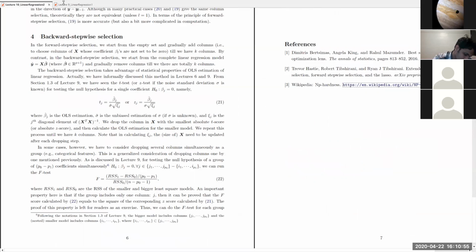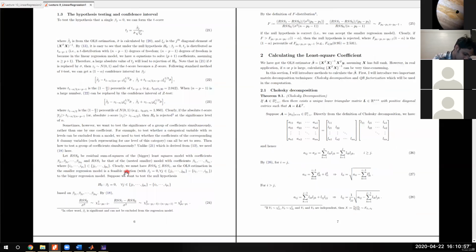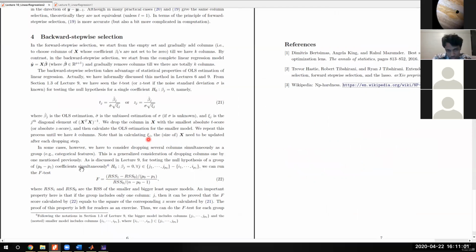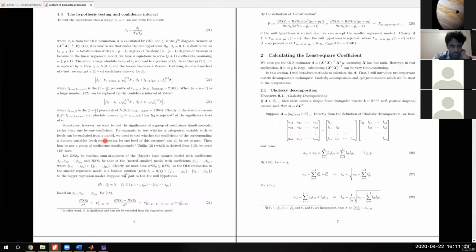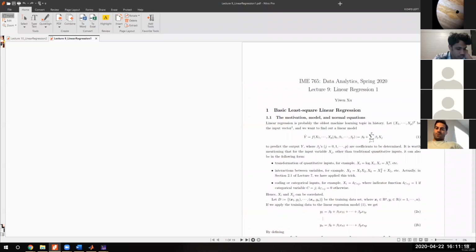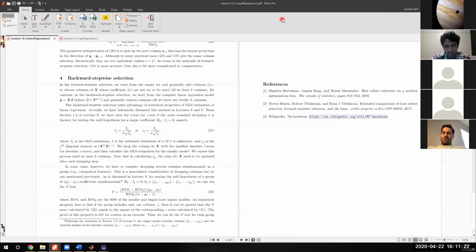So in this case, as we mentioned in lecture 9, we're going to do the F test, and the details are here. You can just review it. And the setting of the regression here is that first, you want to show one very important property. Oh no, it's in lecture 10, not lecture 9. Let me see. One very important property is here.